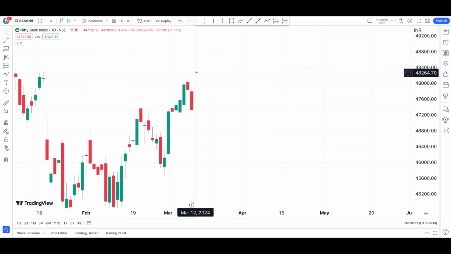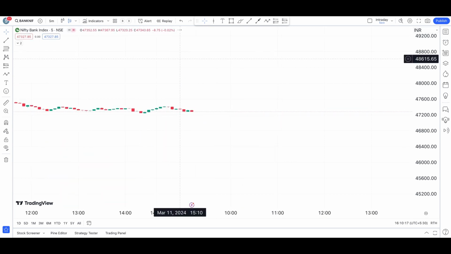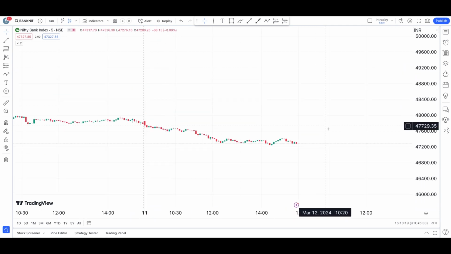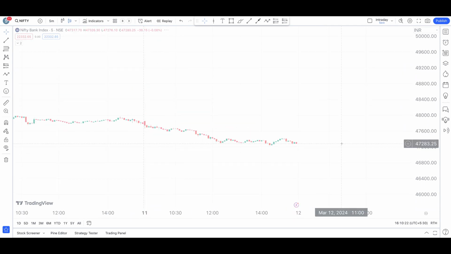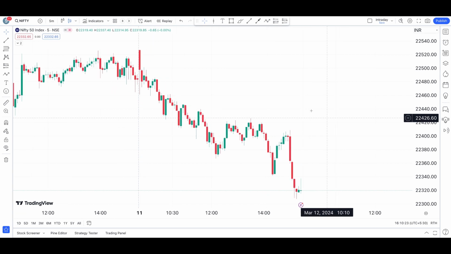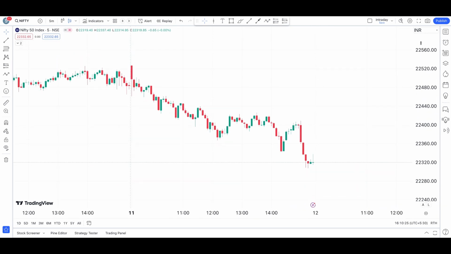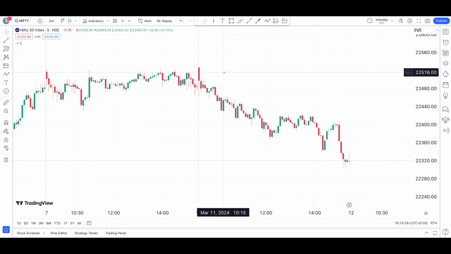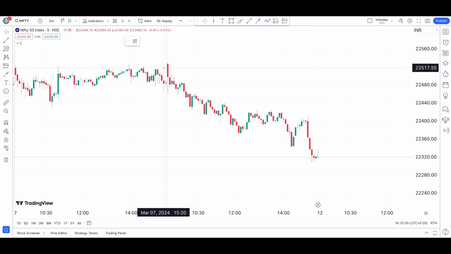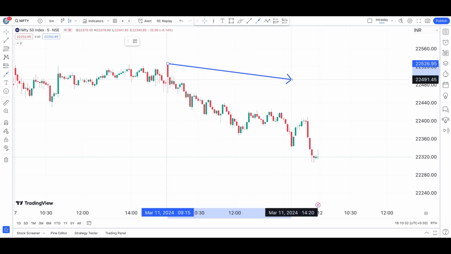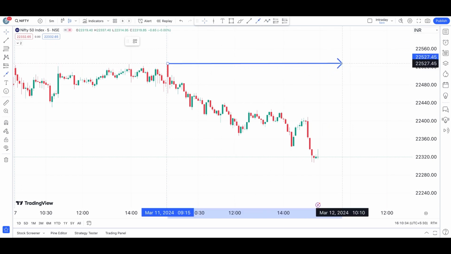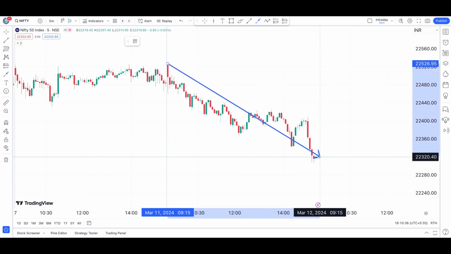Now let's change our chart to the 5 minute time frame, and change our instrument, that is our index, to Nifty. So here we have Nifty. Here it's a different scenario, but the trend is the same. You can see that from the opening, Nifty has never come back to the same level to test the market, and it has given us a close there.